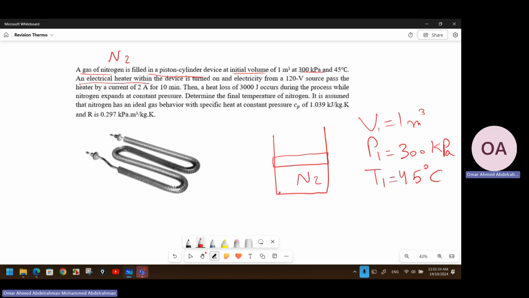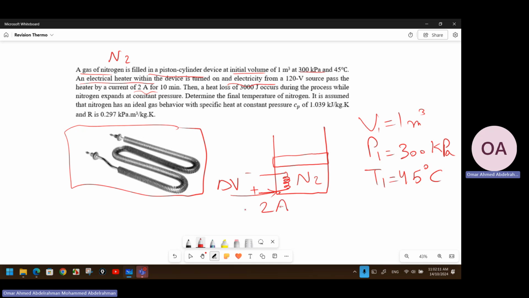Okay. An electrical heater within the device is turned on. So that is the electrical heater in the real world. Okay, they put it here. Usually we represent the electrical heater by this symbol. Okay, and it is turned on, and the electricity from a 120 volt source passes through the heater. So we have a source that produces voltage. Okay, so you have positive and negative, and the current will pass through the heater. We have a current with an amount of 2 ampere. Okay, so I is equal to 2 ampere.